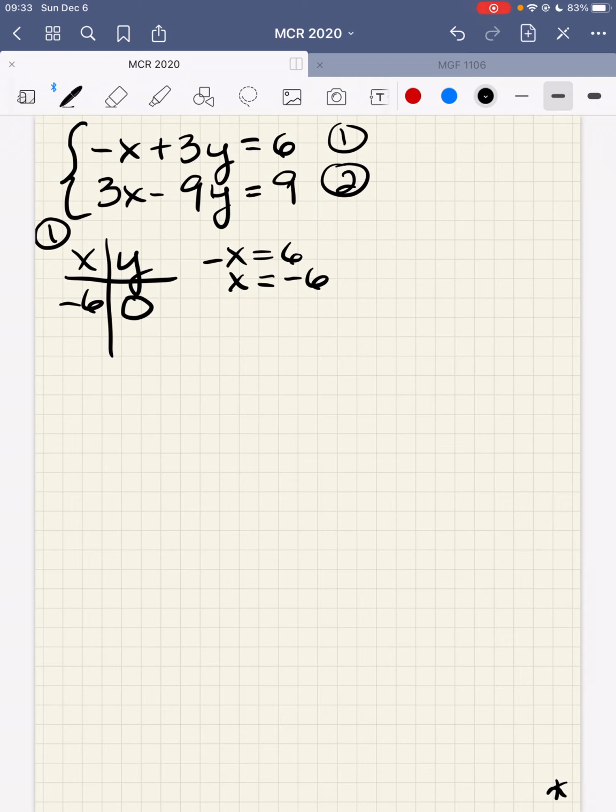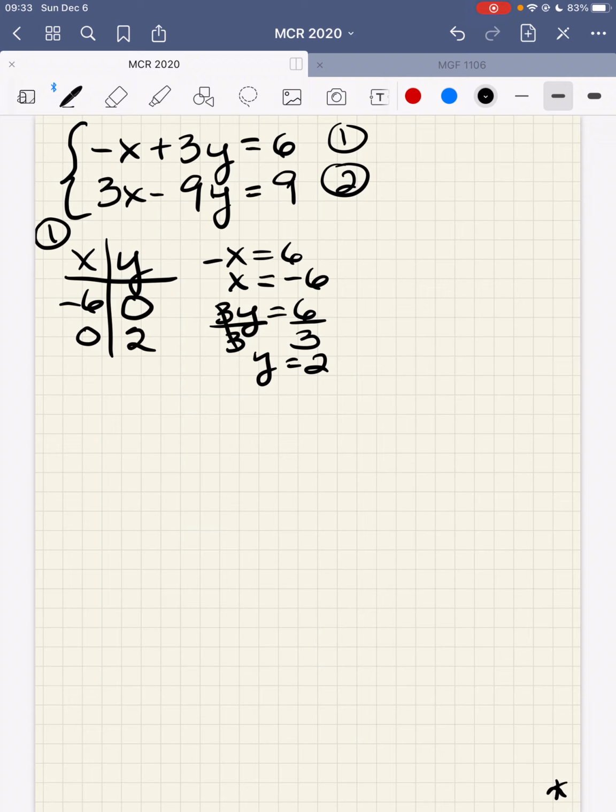All right. I need another point. I'm going to go ahead and make x 0. That means this whole piece, including the sign, is going to go away. And I'm left with 3y is equal to 6. If I divide both sides by 3, y is equal to 2. And I have my 2 points.